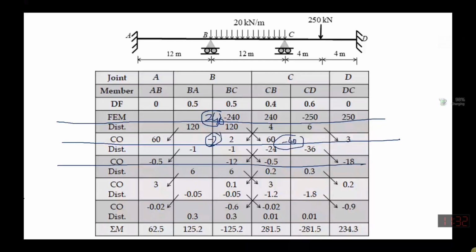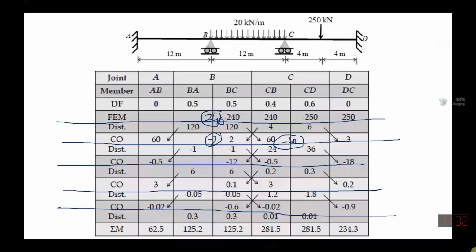Then you distribute it and you carry over it. You distribute and you carry over. So this is the way you can maybe go on, and maybe you go another step after this. This is very easy. Doesn't matter, but ultimately your results will be more refined actually. This moment will be more refined.